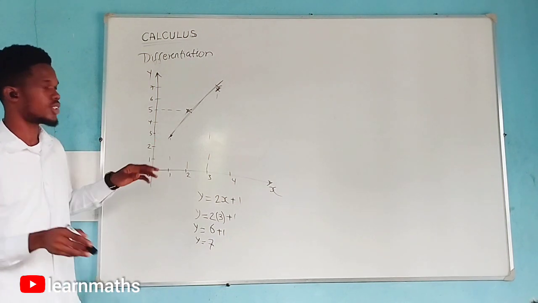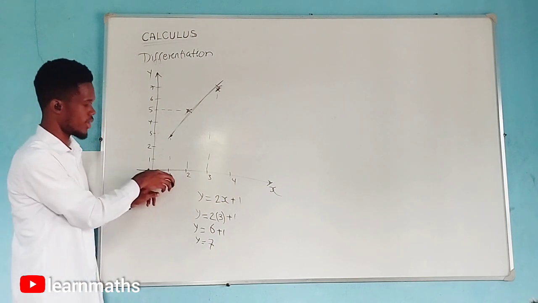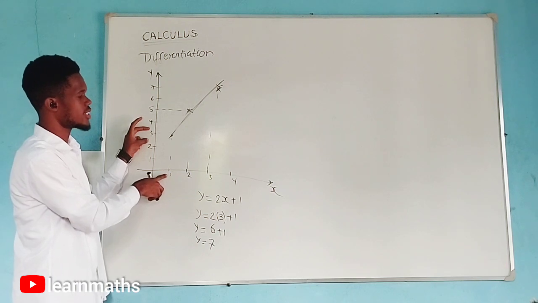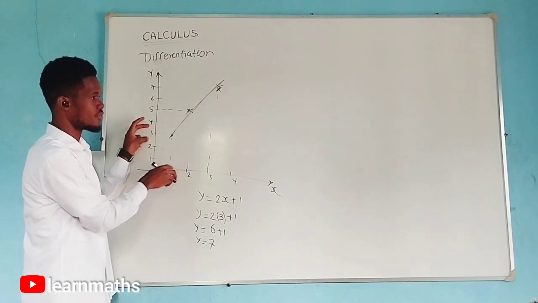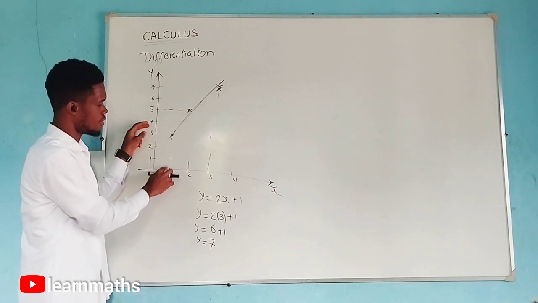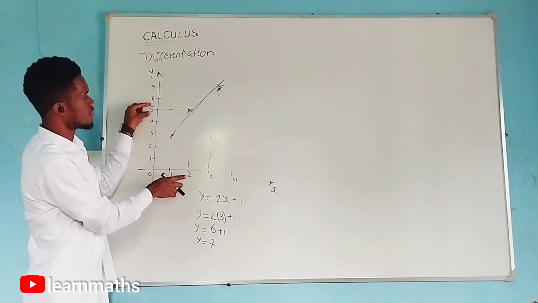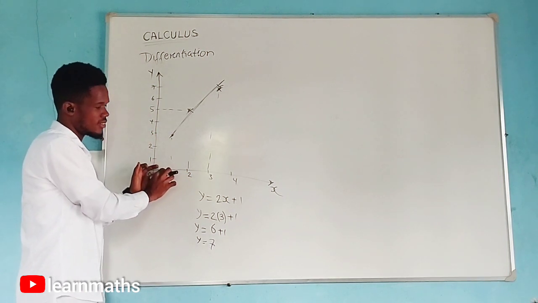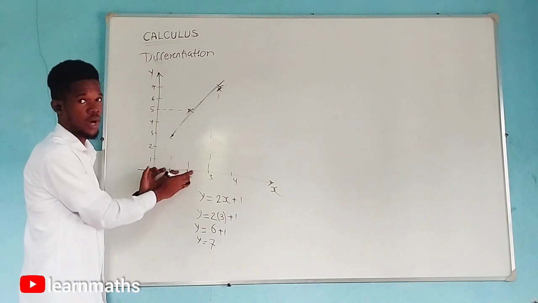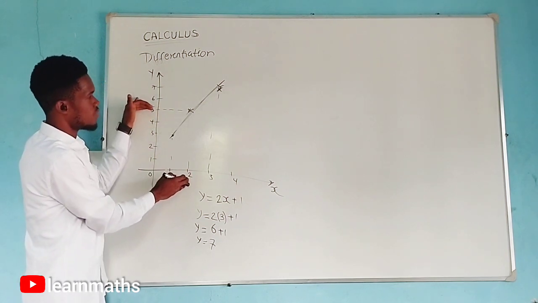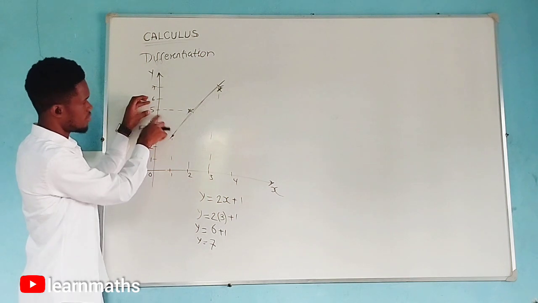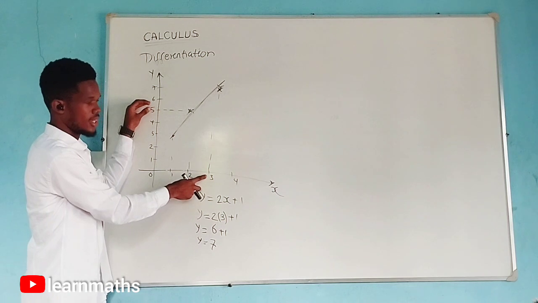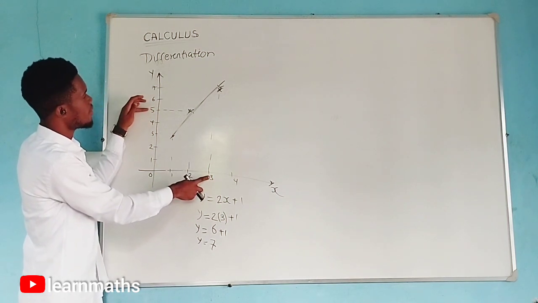Now, you discover that when x was 1, the value of y was 3. When x increased by just one value, from 1 to 2, y increased by 2 values, from 3 to 5. X increased by one value, while y increased by 2 values. Now when x increased by another one value, from 2 to 3, y increased by another 2 values.